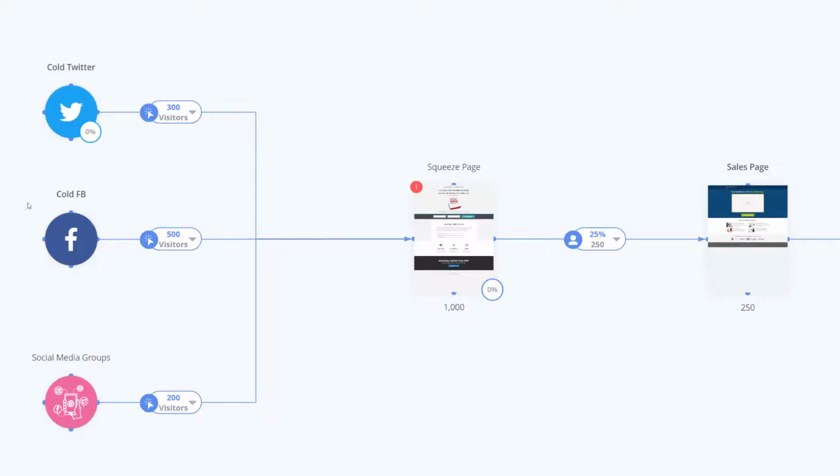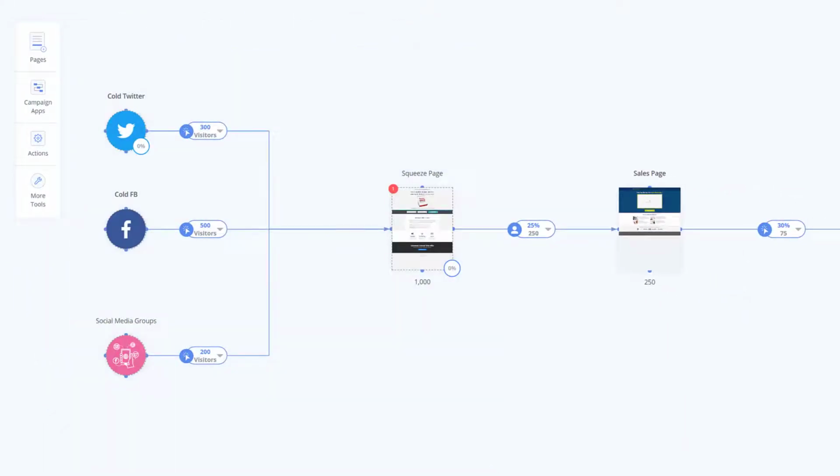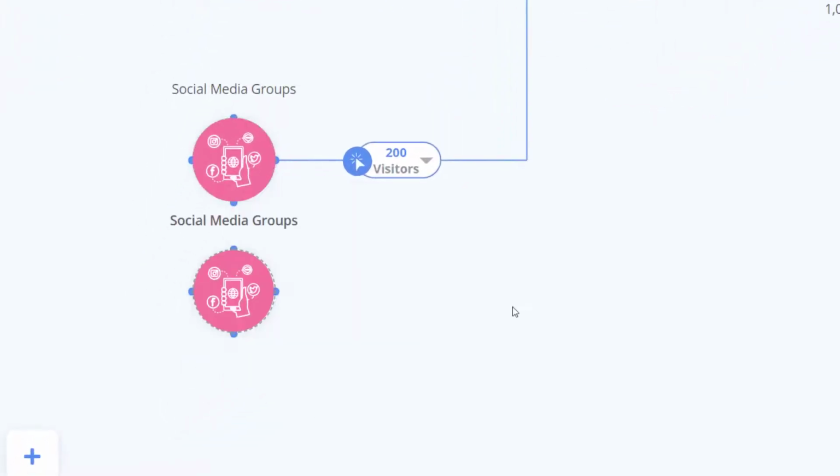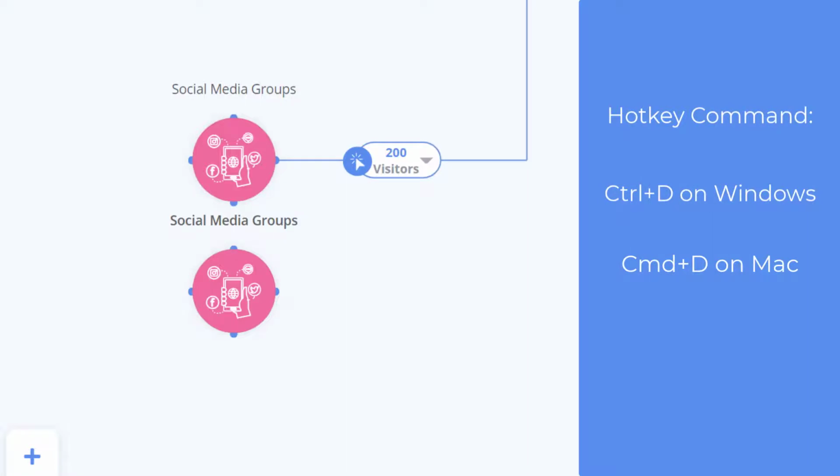You can also select a group of elements close together by holding Shift, clicking and dragging a selection box around the elements you desire to move, duplicate, save, or delete. To duplicate elements, you can right-click on a selection and select Duplicate Selection from the right-click menu. You can also use the hotkey command to duplicate selections.